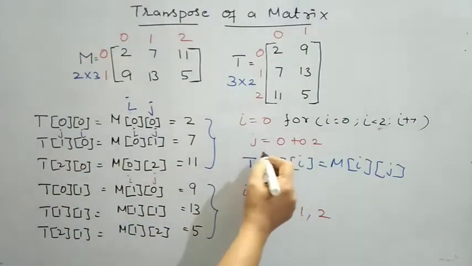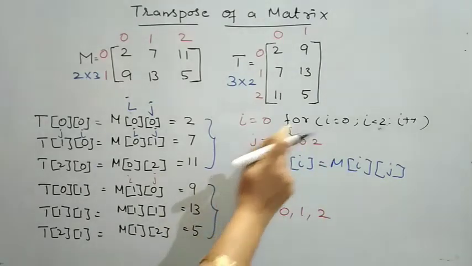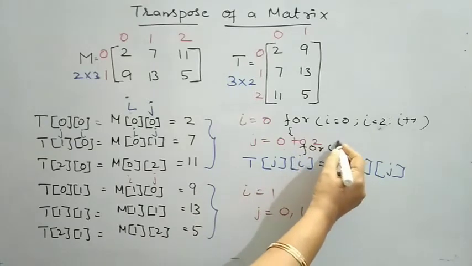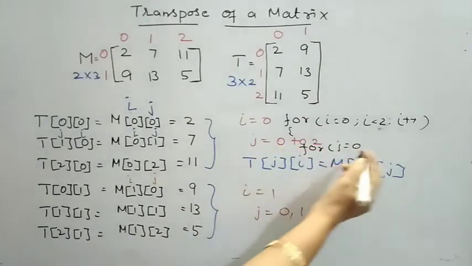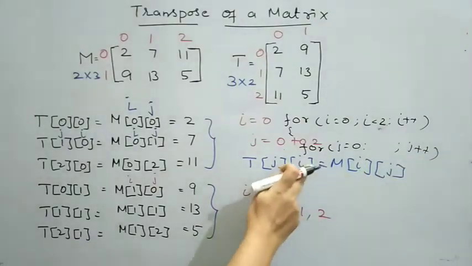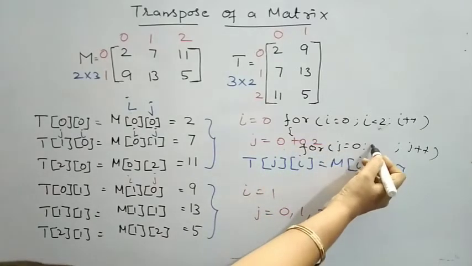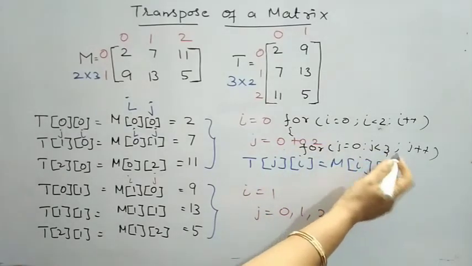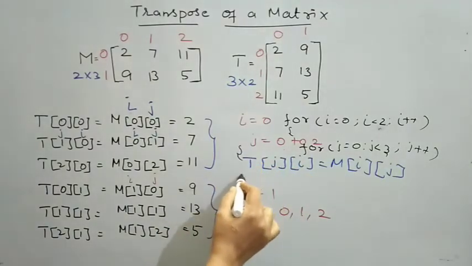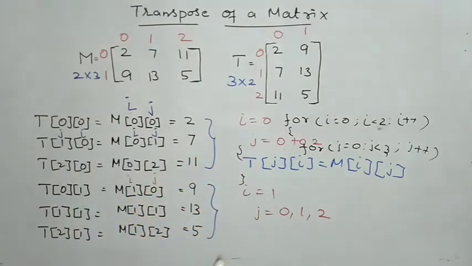Inside this, I may replace the values of J with another for loop. It may be written as for J equal to 0. Initially J is 0, and each time J is incremented by 1. How long do I need to continue? Until J is less than 3, that is the number of columns in the input matrix. We can put the general statement inside these two nested for loops.